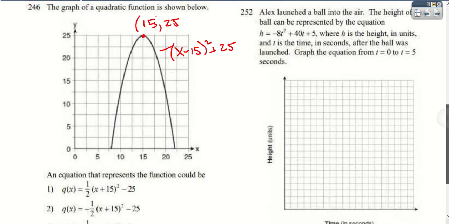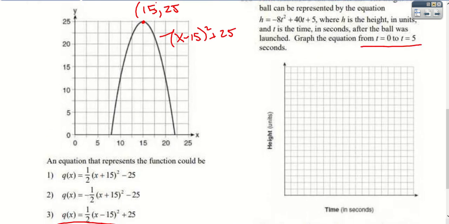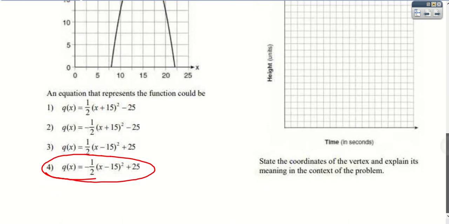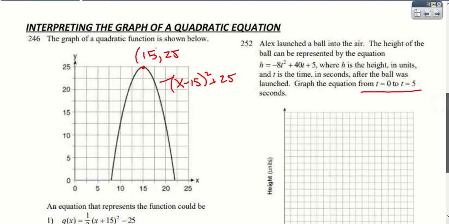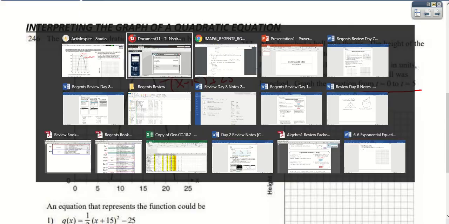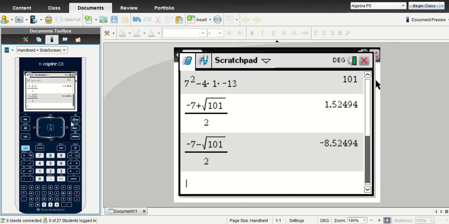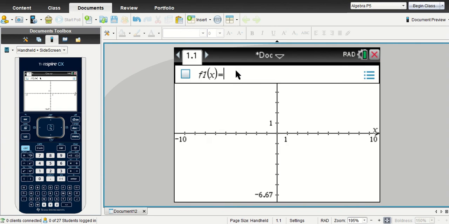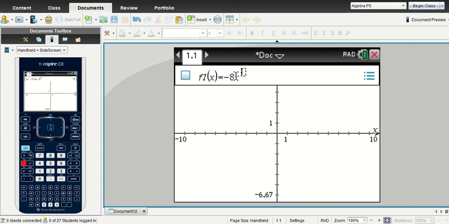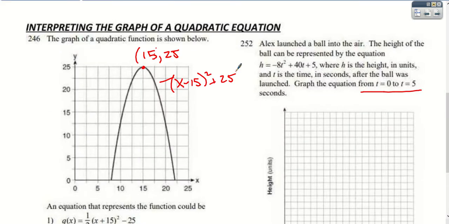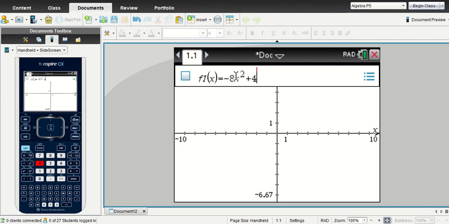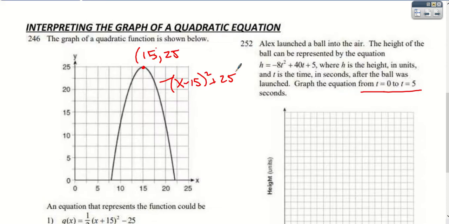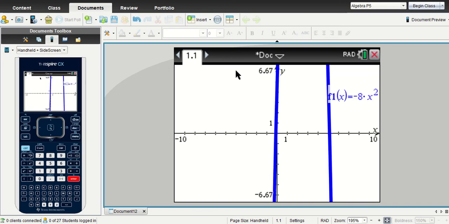The same thing here, we're graphing and it's giving us the interval, so we're not going to use arrowheads. Say the vertex and explain the meaning in terms of the problem. So we're going to graph on our calculator. New document, I don't want to save, give me a graph, and then negative 8, and I'm just going to use x, I know it says t, but I'm using x because I'm using my calculator, plus 40x, and then plus 5 because my graph is x's and y's.